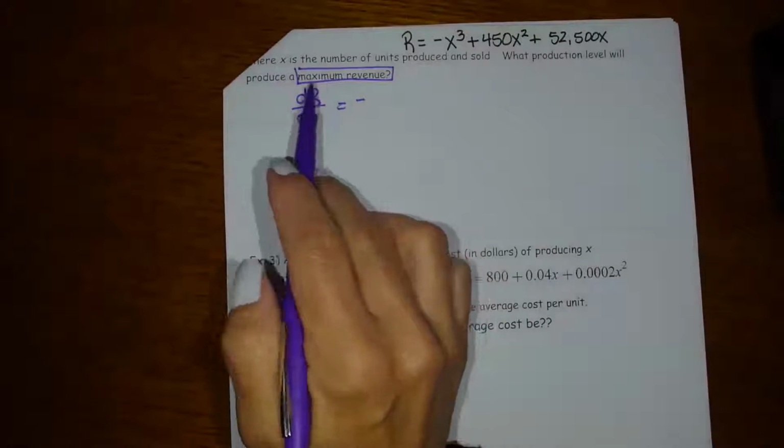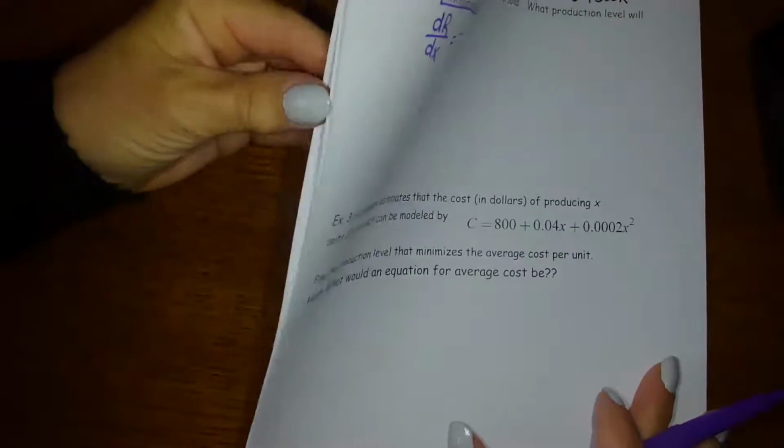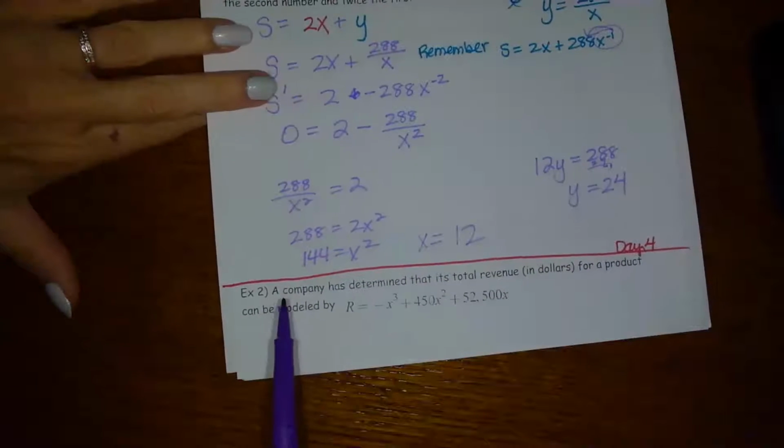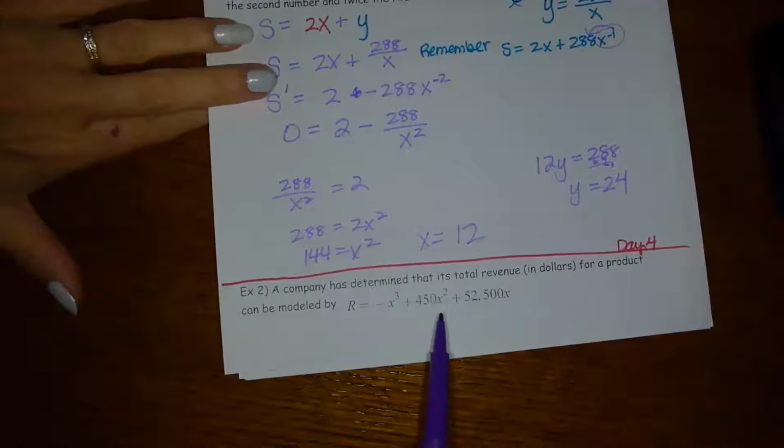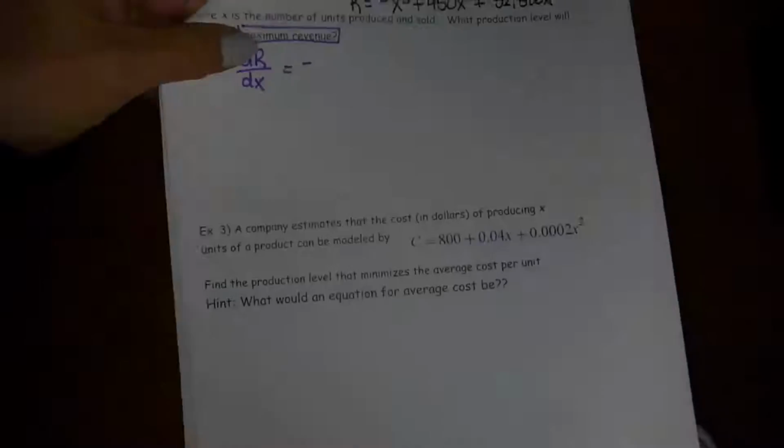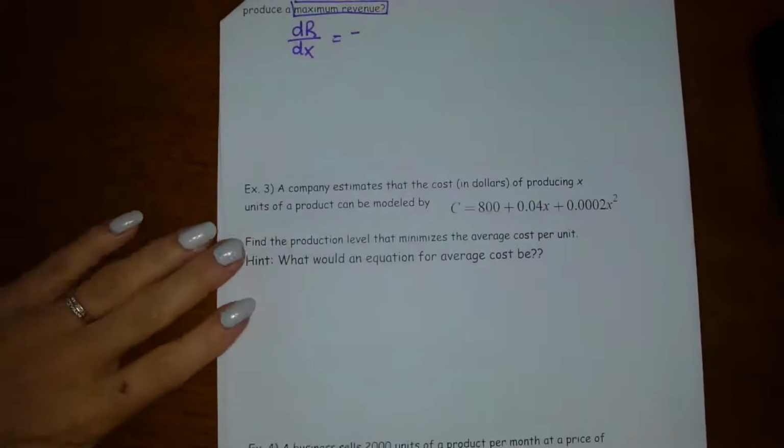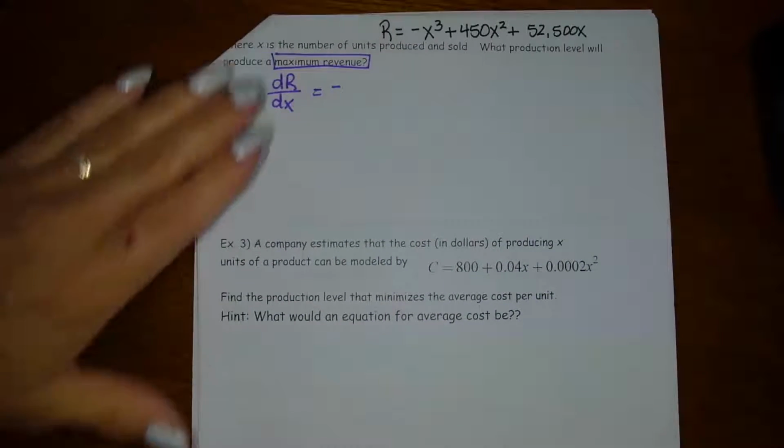So we're looking at this example. In case you just joined us, it's example 2 with this company has a total revenue. I just put it on the bottom of the page, so I rewrote it on the top. So it wants to know what production level will produce a maximum revenue.